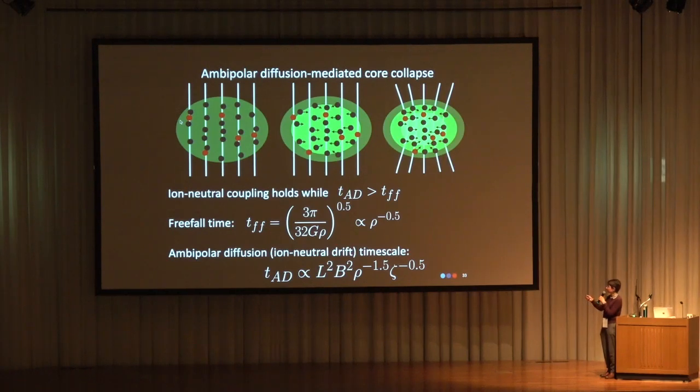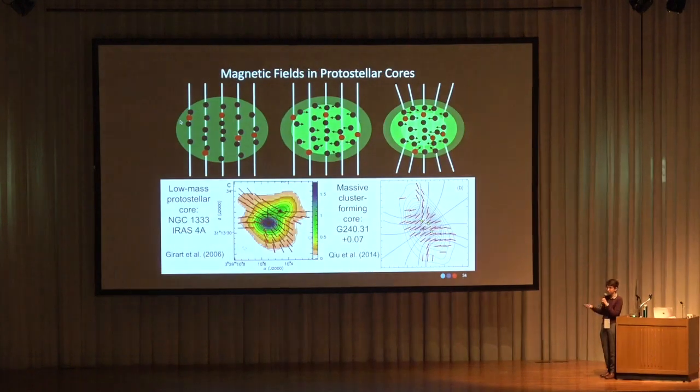This happens when the ambipolar diffusion timescale gets short, shorter than the freefall time. The ambipolar diffusion timescale depends on the length scale, the density, and the cosmic ray ionization rate. So it makes sense that it's only in these particularly small, dense and embedded objects that it can get short enough for this to happen. So that's the theory. Do we see it in practice? The answer is sometimes.